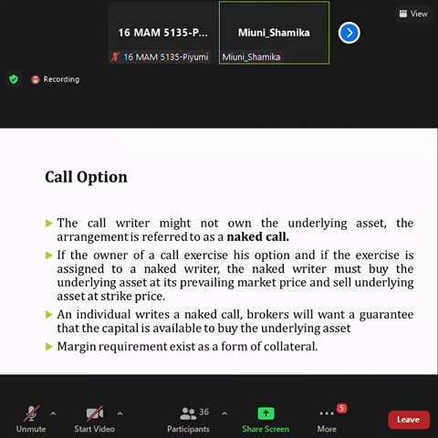The call writer might not own the underlying asset. The arrangement is referred to as a naked call, where the option writer does not own the asset, right? I don't have a car, but I will sell an option for a car. In such a case, we call it a naked call. If the owner of a call exercises the option and the exercise is assigned to a naked writer, the naked writer must buy the underlying asset at its prevailing market price and sell the underlying asset at the strike price.